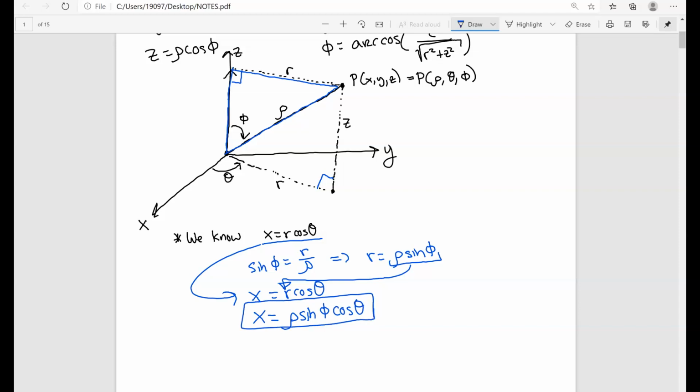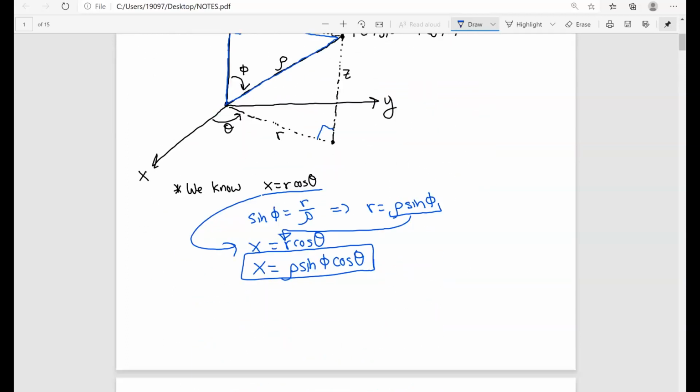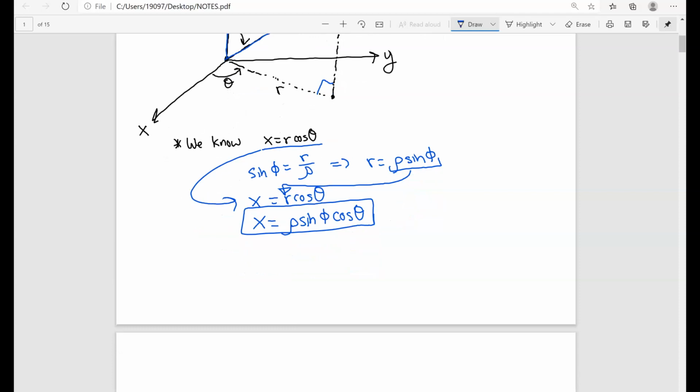So if I'm given the three coordinates, rho, theta, and phi, I can convert to rectangular, which is basically this formula up here. Okay. So that's my first one. Now y is going to be similar.